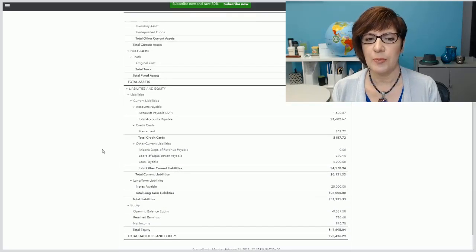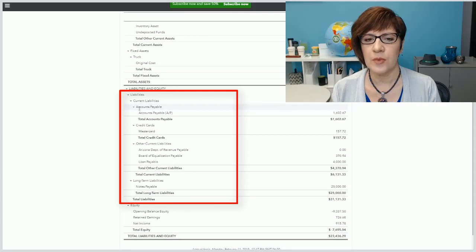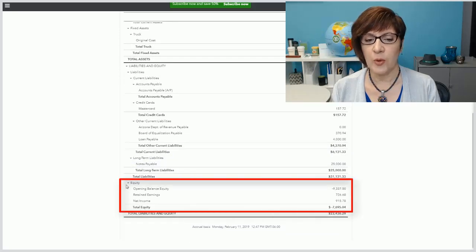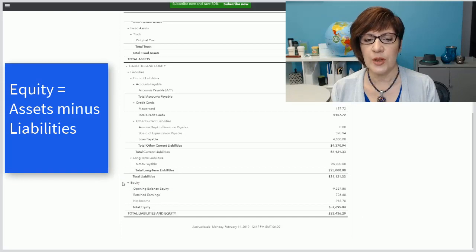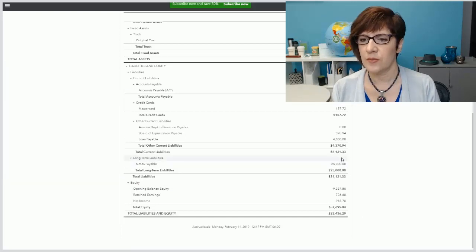Then you have liabilities. Accounts payable, credit card liabilities, and other liabilities, like a loan. So any loans would go here, long-term liabilities. And then finally you have equity, and equity is what's left over. So equity equals assets minus liabilities. So that's a quick tour of the balance sheet.